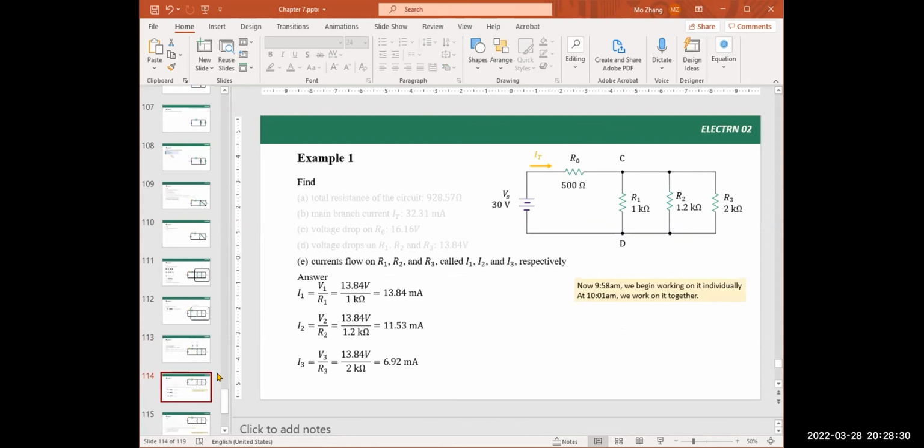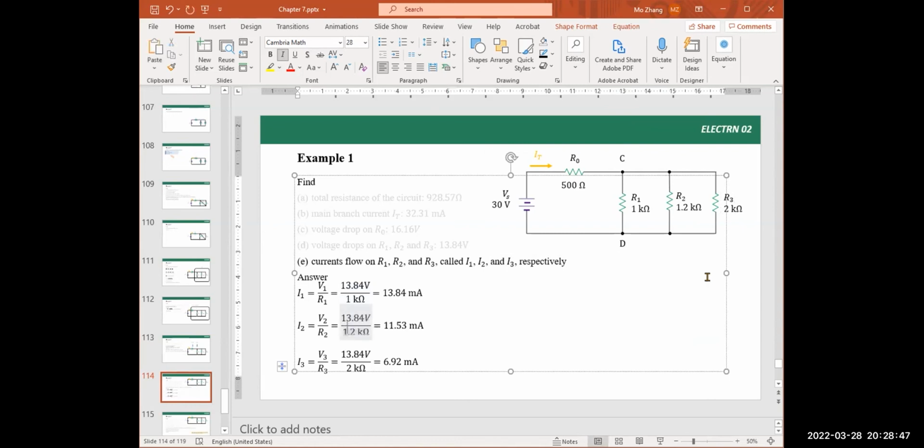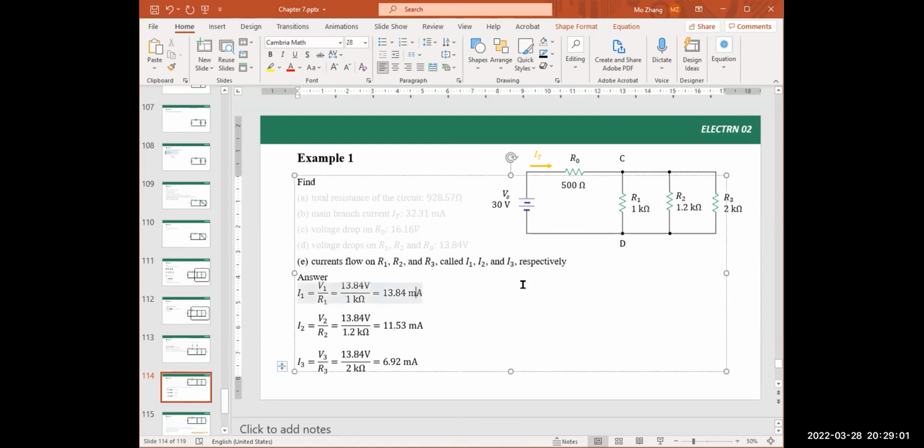And then next we need to find the current in every branch. The current in this branch, that branch, and here. But that's not too bad because we know the voltage for every branch. Each branch gets 13.84 volt from previous example. So voltage divided by the resistance equal to current. So if you use 13.84 volt divided by R1, which is 1 kilo ohm, that's 13.84 milliamps is the current that flows in the branch.